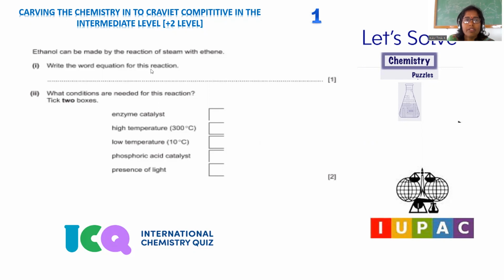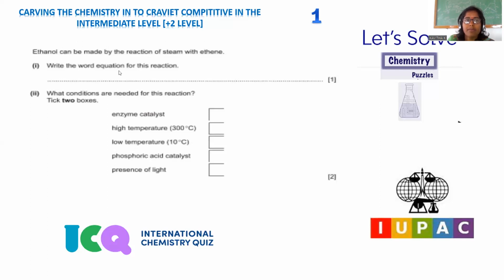Write the word equation for this reaction. We need to give a word equation, meaning all the chemical components are mentioned in word format, followed by these questions to be answered. What conditions are needed for this reaction? Tick boxes. Enzyme catalyst is required for this. High temperature is required, like 300 degrees centigrade. Low temperature, 10 degrees centigrade, is required. Phosphoric acid is the catalyst, or presence of light is required. All to be answered for the synthesis of ethanol by using steam and ethene as reactants.